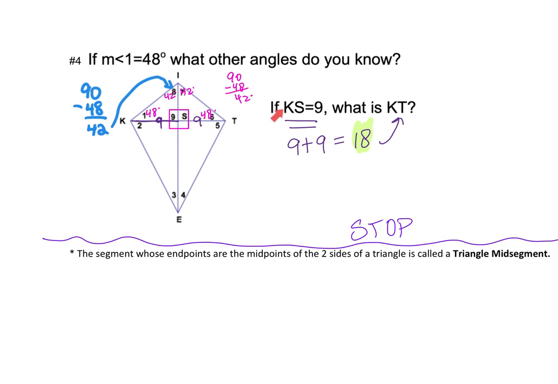If I'm further told that the length of KS is 9, KS is here, KT I want to find. Well, remember that when you have that diagonal between non-vertex angles, it's cut in half by the other diagonal. So if this is 9, this is also 9, and the whole segment will be 9 plus 9, or 18.